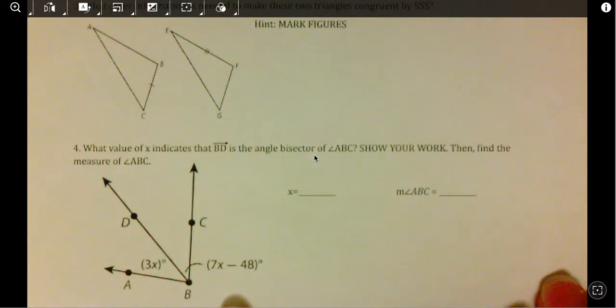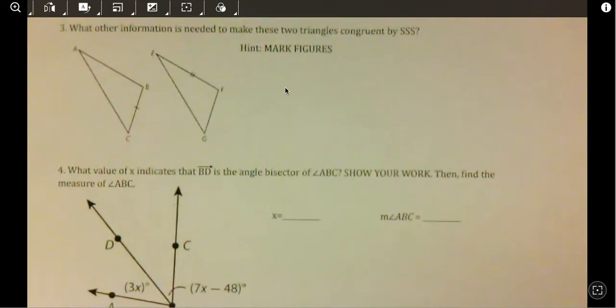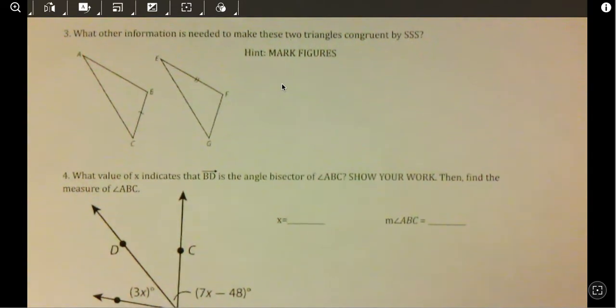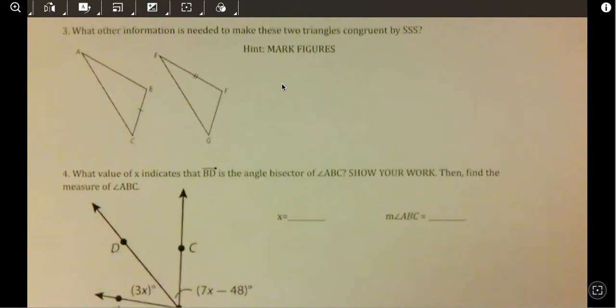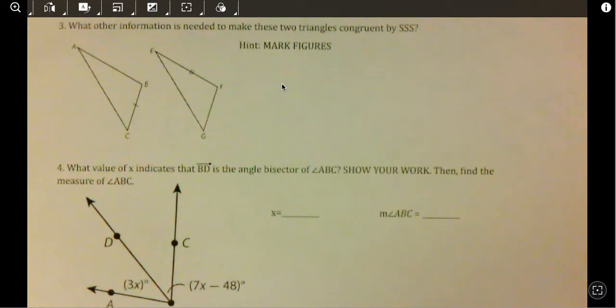Okay, I was having a problem with the audio, so we're going to try this again. Hopefully those first two problems were not too challenging for you.